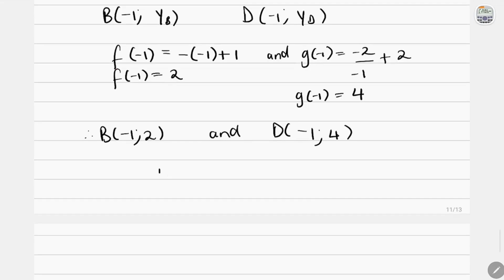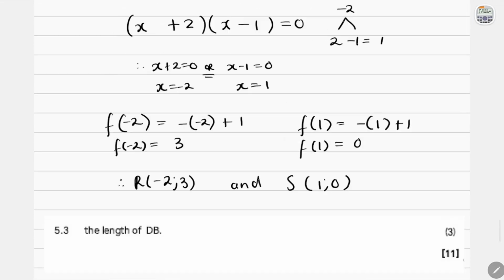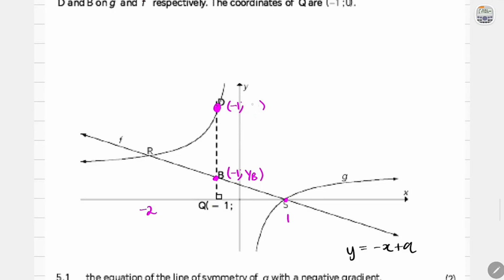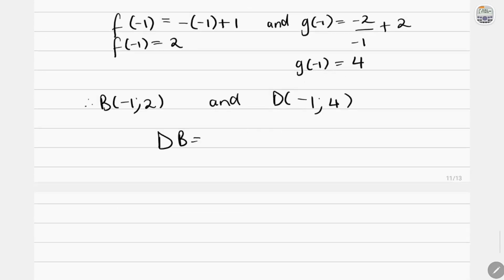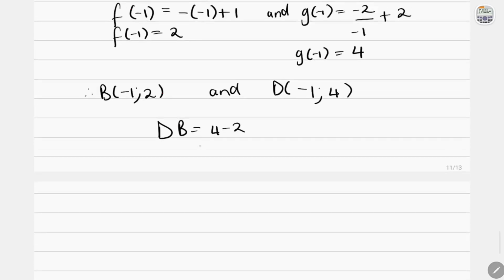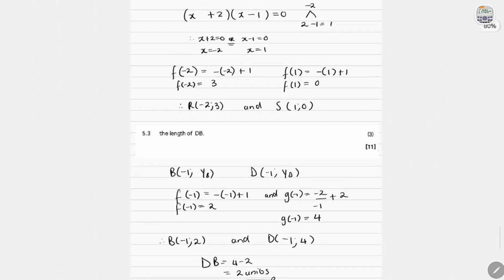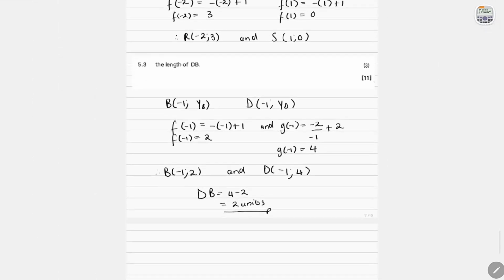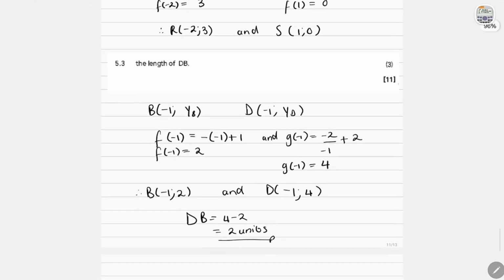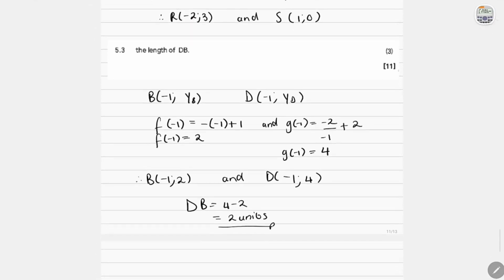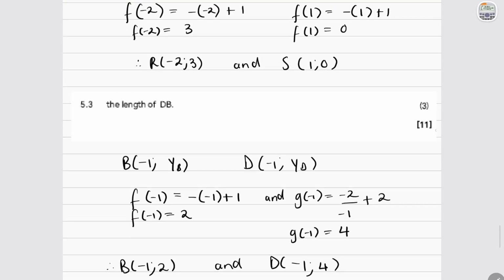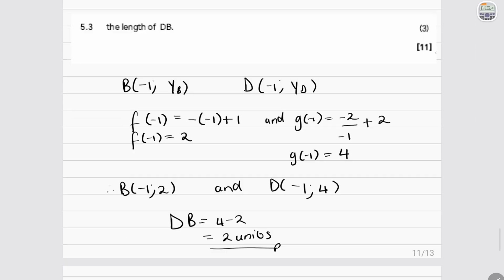And now we can find DB. So DB would be, take the higher y value, since you know this one is 4 and this one is 2, the higher y value minus the lower one, 4 minus 2. And we can finally see that this is 2 units. And that is our answer. And that is it for question 5.3. That's the last question, and that is it for question 5. Okay, so that is the last question for this paper, and I hope to see you guys in paper 2.